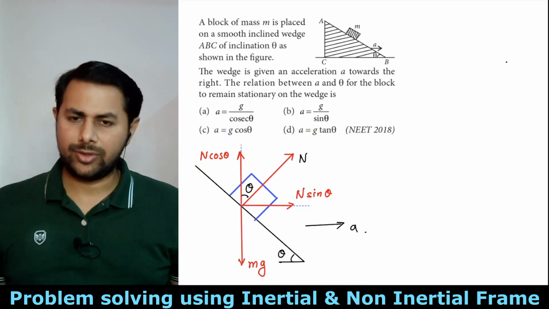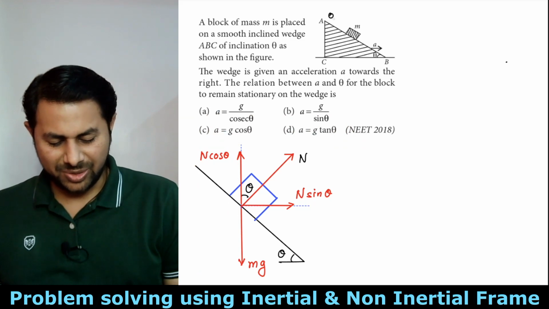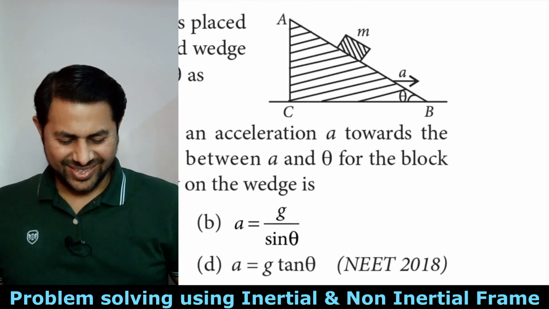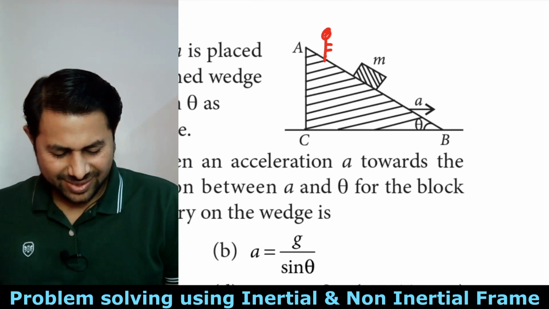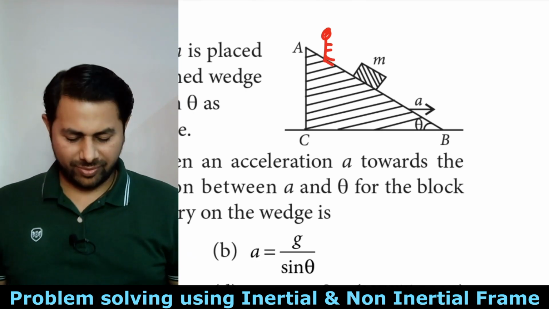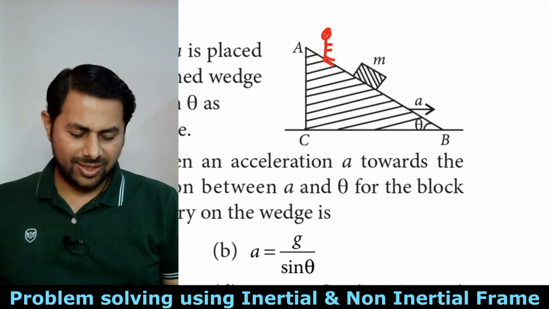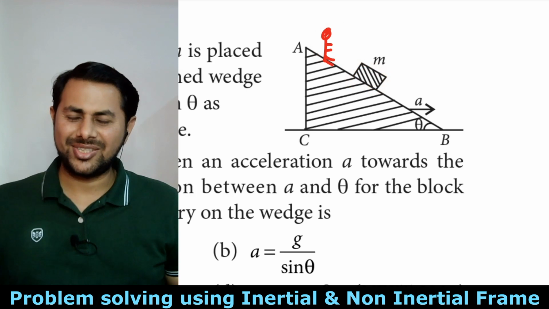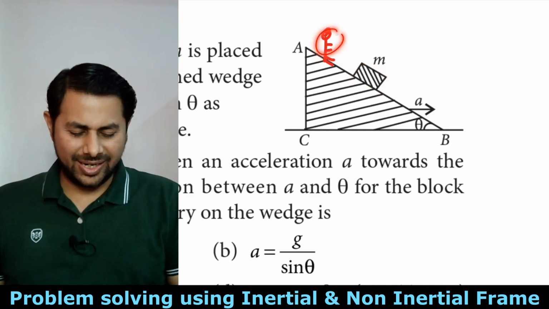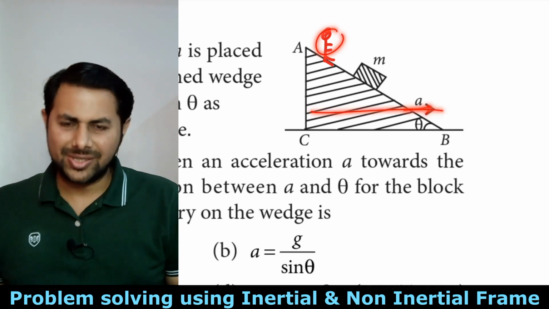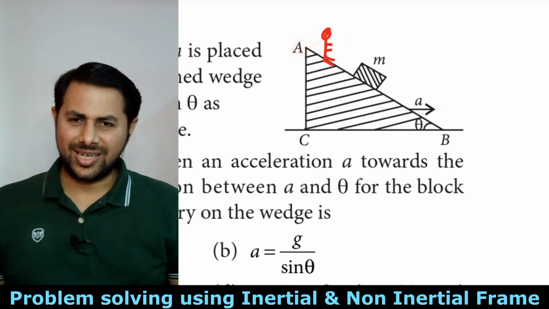So let's solve this one using a non-inertial frame. There is a person sitting on the wedge, and he sees that he is steady, he is not sliding down. The block is also steady, not sliding down. He sees that the wedge is accelerating in this direction, so there must be a force on him also in this direction.